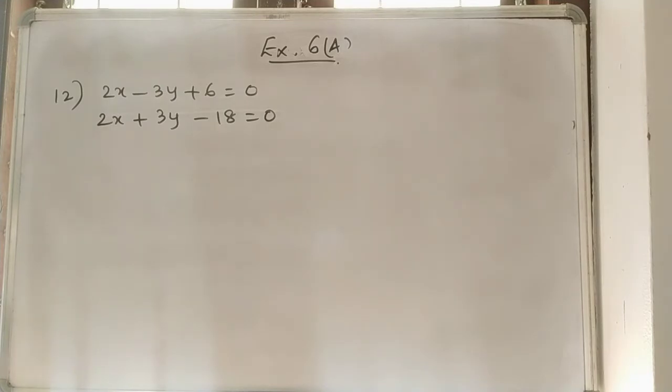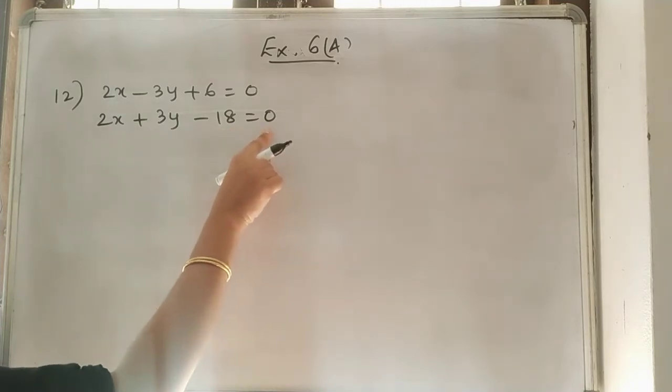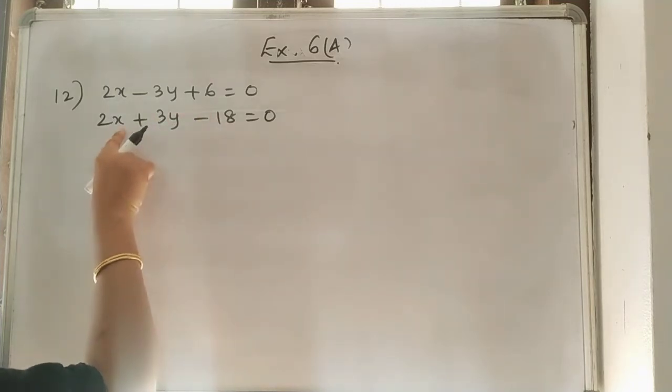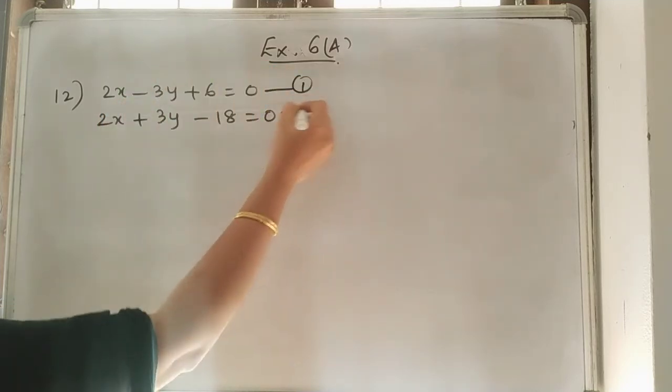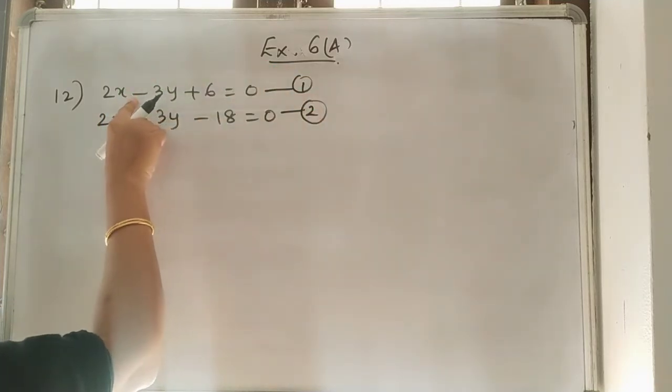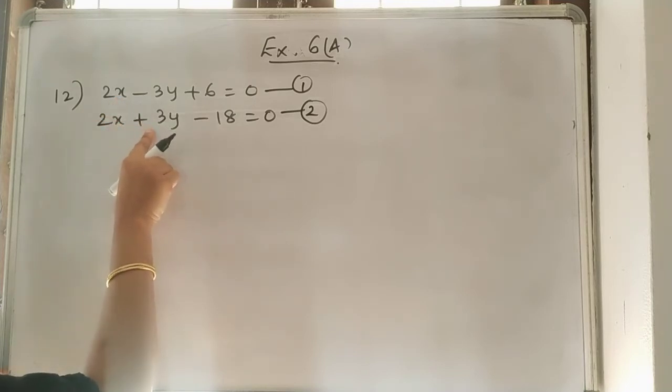Then question number 12. 2x minus 3y plus 6 is equal to 0, and 2x plus 3y minus 18 is equal to 0. In equation number 2 we have 2x. So from equation number 1 we can take 2x. It will be easy if we substitute that 2x in equation number 2.